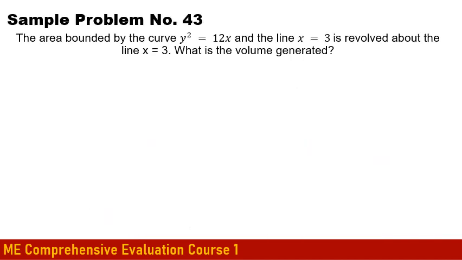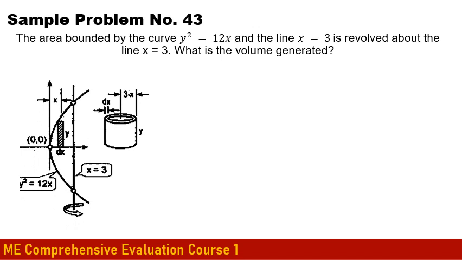The area bounded by the curve y squared is equal to 12x and the line x equals 3 is revolved about the line x equals 3. What is the volume generated? So we have the curve, the parabola y squared is equal to 12x, and the line x equals 3. The point of intersection can also be found. If we revolve the strip here with respect to the line x equals 3, you can see that we will be able to create a shell. So this shell has a thickness of dx, a radius of 3 minus x, and a length of y.